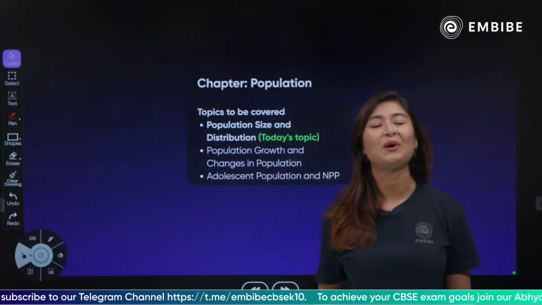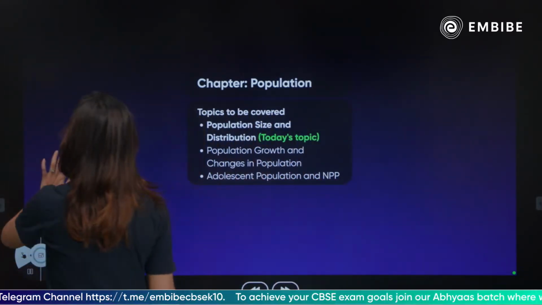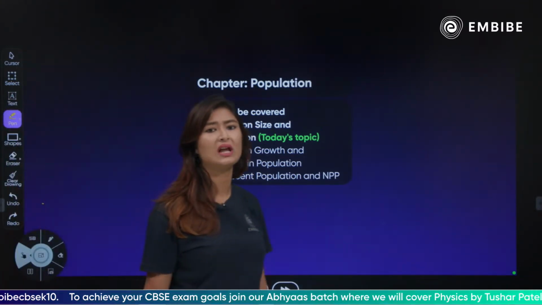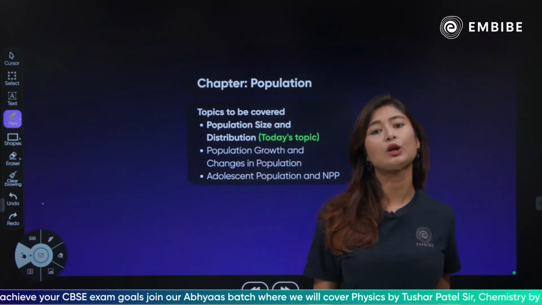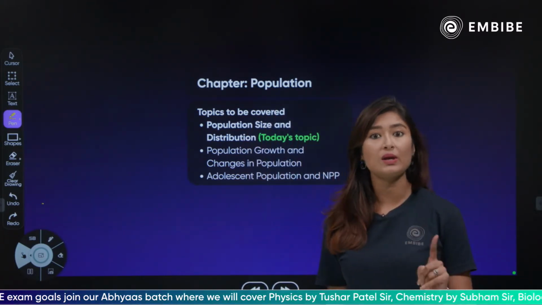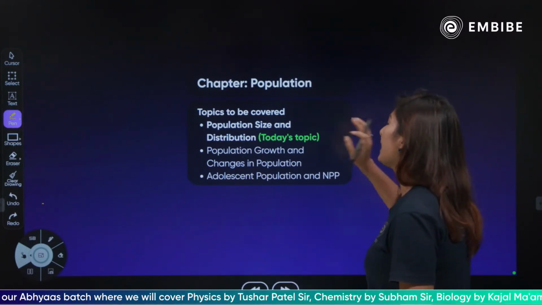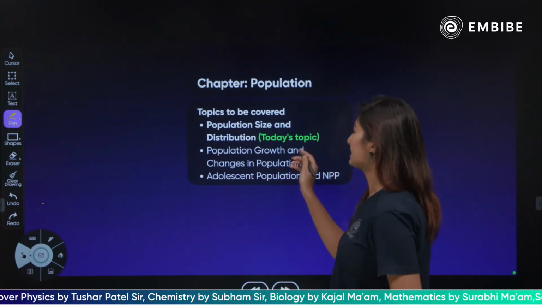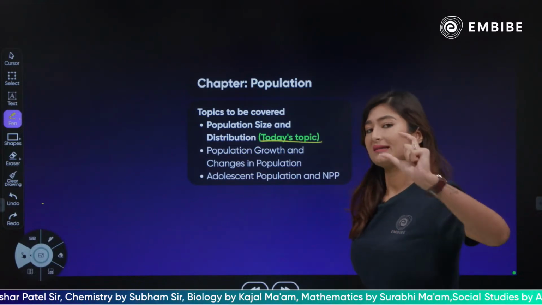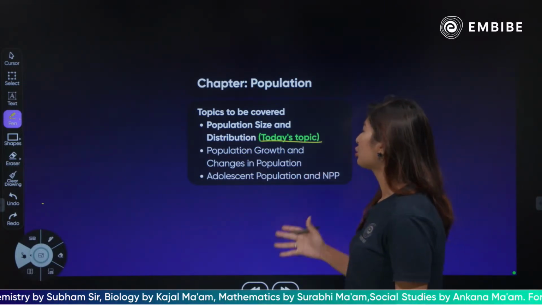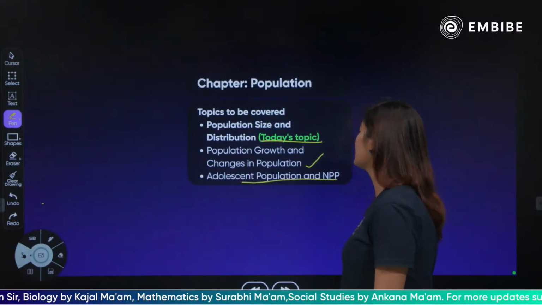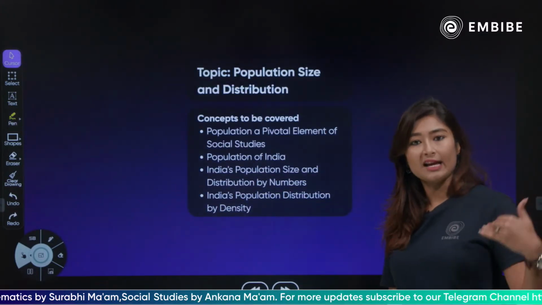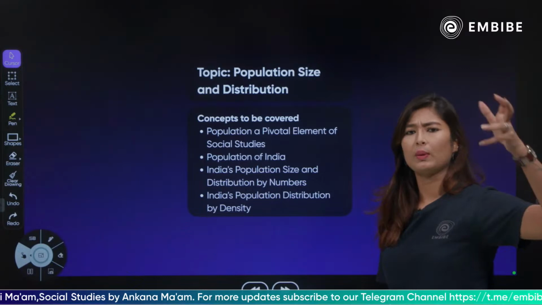Now let's have a quick introduction about the chapter as well. So as I told you, population is the chapter that we are going to do. This is the chapter which was eliminated from the syllabus for a good amount of time in the past 2-3 years, but has been included as per the rationalized and updated syllabus of CBSE. ठीक है, तो ये जो पूरा चैप्टर है has been and can be divided in these 3 major topics, which is your population size and distribution, which is also our topic for today. This is the portion that we'll be covering today. Then you have population growth and changes in population, and then the adolescent population and NPP. What is that? You will get to know when we talk about it in the session. I will explain it to you. What is the national population policy, all of that.